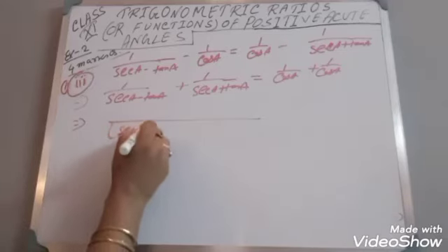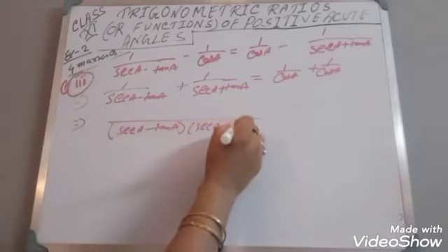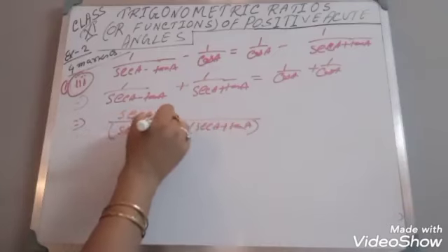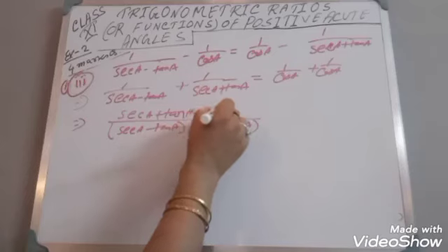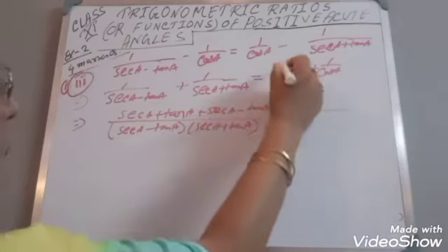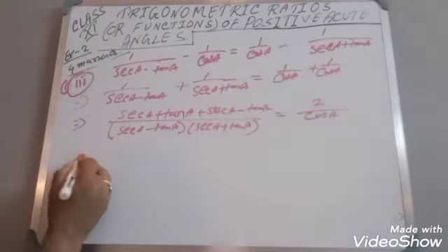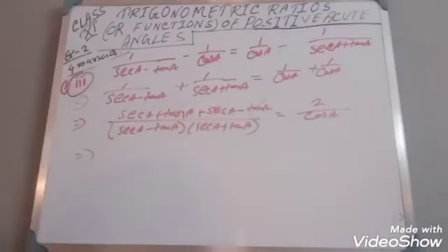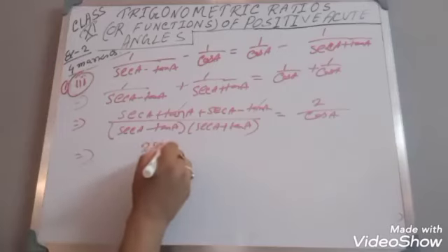So what we will write? Sec A minus tan A into sec A plus tan A. Okay, so it is coming sec A plus tan A plus sec A minus tan A, which is equals to 1 by cos A plus 1 by cos A. It gives us 2 by cos A. Okay, now plus tan A minus tan A, from the numerator it will be cancelled. So sec A plus sec A, it's coming 2 sec A.